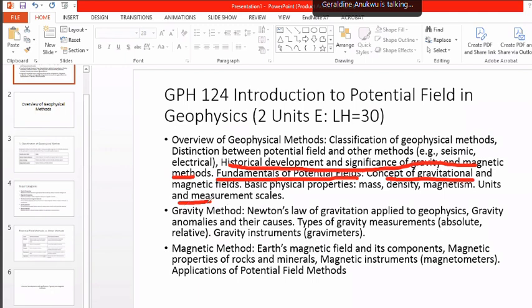Then I'll call on Dr. Oladele to continue with the method. So this is just an introductory method to potential field. We are not expected to do much, but it should at least spur our interest in geophysics. That's why I have taken our time to give us recent happenings in the field of geophysical measurements and all.